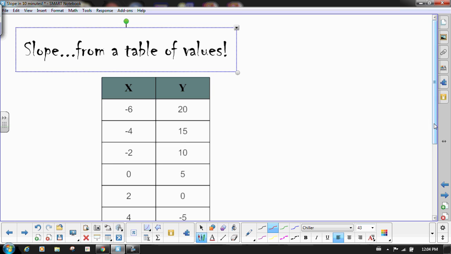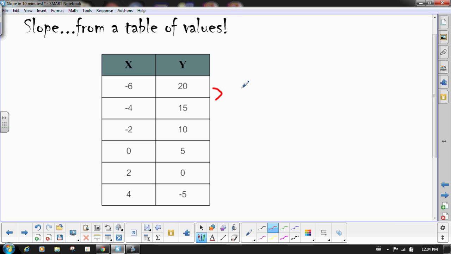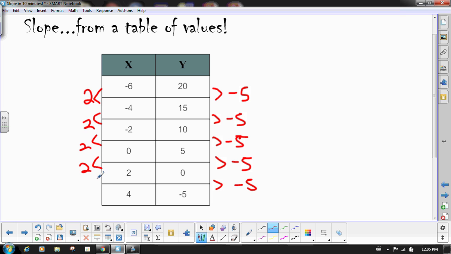From a table of values. When we're given a table of values, we want to check the differences to make sure, first off, that it's linear. So when I compare what's happening, it's decreasing by 5, decreasing by 5, decreasing by 5. So the y values are all decreasing by 5. Now we need to check the x. On the x side of things, we're increasing by 2, by 2, by 2.